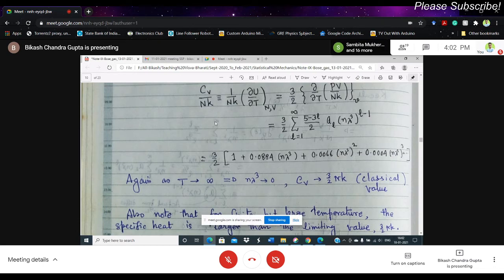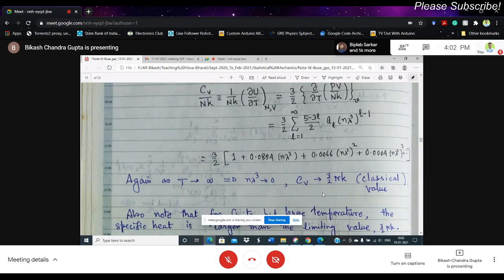Now this is the specific heat of the system, of the gas. Of course it is a non-interacting gas. You see, as T tends to infinity, lambda tends to 0, and therefore n lambda cubed tends to 0. That tends to a classical gas. Then you terminate here because the other terms give nearly zero contribution, and therefore you see Cv equals 3 by 2 Nk, which is the classical value. So the classical result is reproduced here.